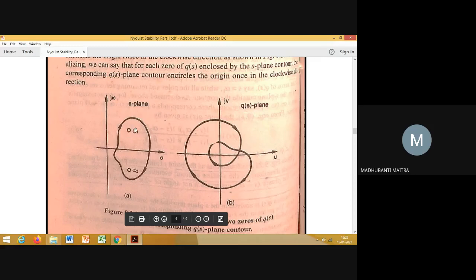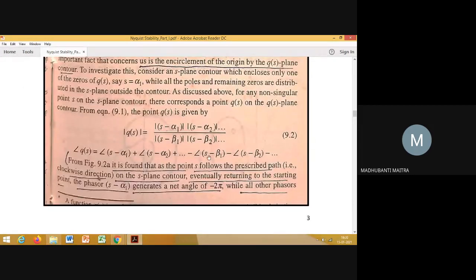Hence, what is valid for alpha 1, one single zero, will be valid for alpha 2 as well. So this will be the phasor, and this phasor again will start rotating like this as I have shown. The net changing angle of this phasor will again be minus 2 pi. Hence, when the two zeros are being enclosed by the S-plane contour, delta angle QS will be delta angle S minus alpha 1 plus delta angle S minus alpha 2, and the rest of the terms will be 0. This will contribute an angle equal to minus 2 pi, and this will again contribute an angle equal to minus 2 pi. So delta angle QS in this case will be minus 4 pi.